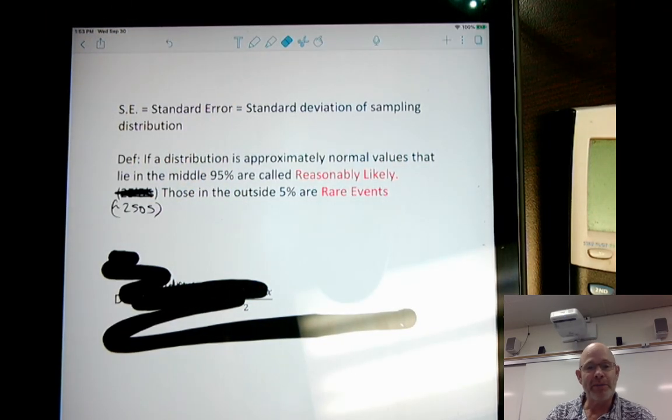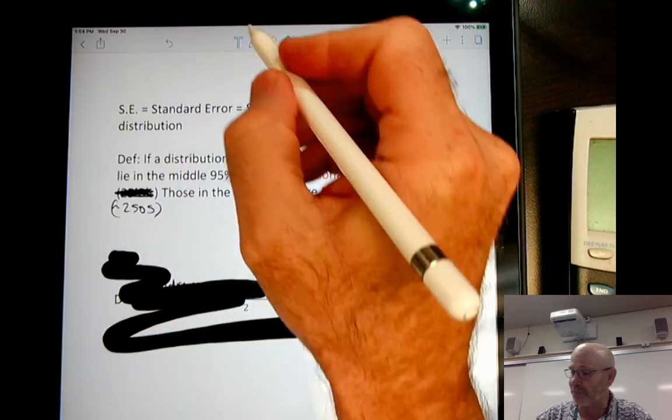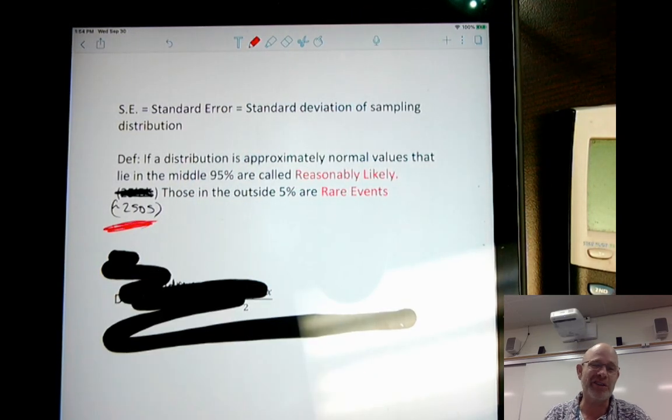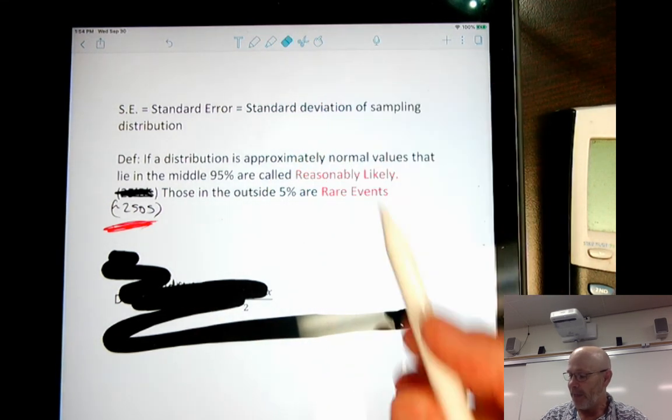But sometimes I do. And then a little definition, we're going to use these terms all year long from here on out. If a distribution is roughly normal, values that lie in the middle 95% are called reasonably likely outcomes. Okay. The outside 5%, or 2.5% on each side, those are called rare events. Pretty unlikely to get those. What this says right here, sorry, hard to see that. That's 2 standard deviations. So it's about 2 standard deviations, right? The 95% cutoffs are 1.96 z-score and negative 1.96. So it's not quite 2, but that's just about 2. So we're going to use those terms. We're going to ask what values are reasonably likely, what values are rare events. We need those definitions.